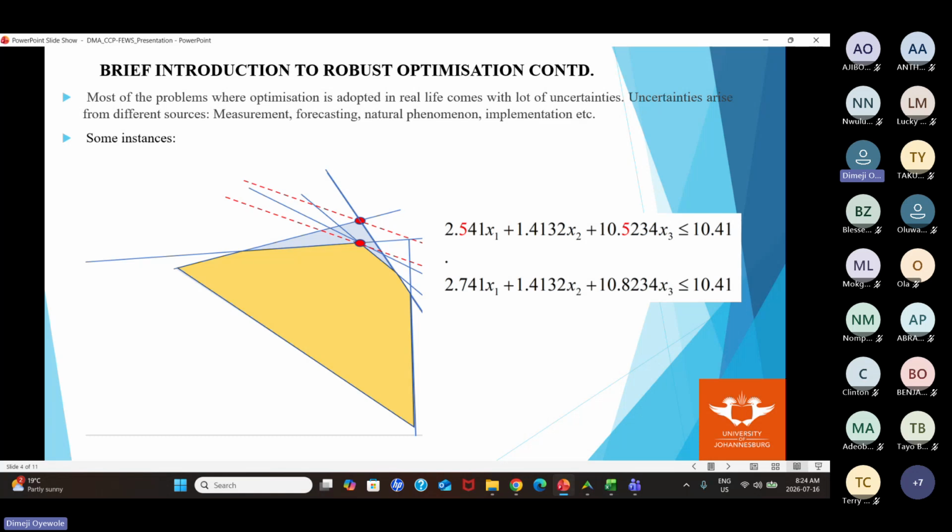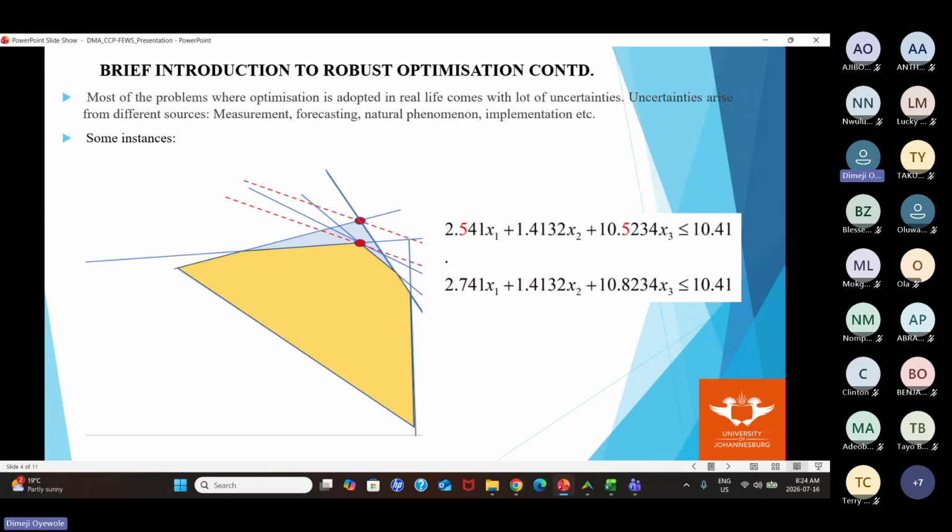As I said earlier, when I was opening the tutorial, most of the time when people are modeling, they model with fixed numbers. They model with exact numbers for parameters. And because of this, they do not give room for uncertainty, they do not give room for some inexactness. It affects the solution of the model.